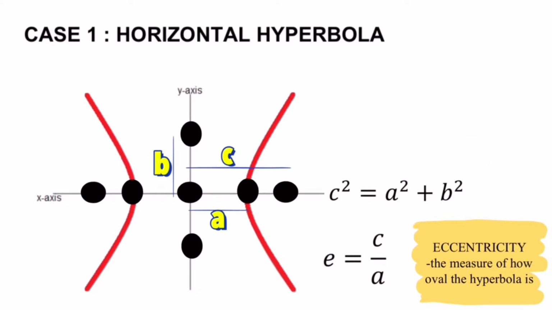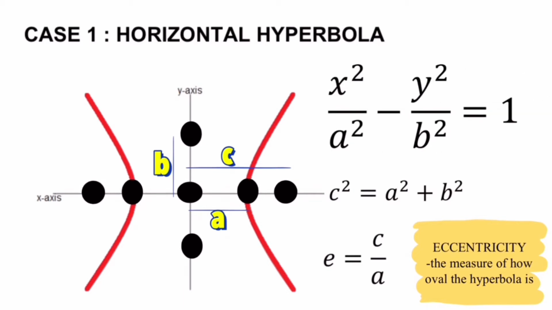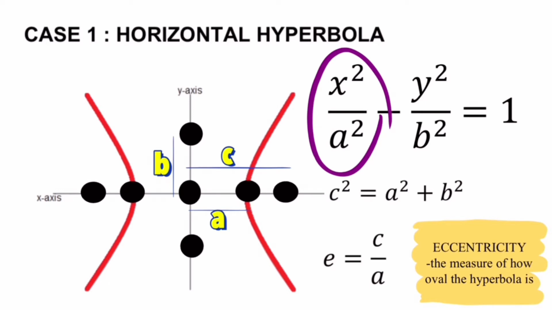Now, the standard formula for a horizontal hyperbola is x squared over a squared minus y squared over b squared equals 1. Now, please notice this. Since our a is on the horizontal axis, we therefore place it under the x squared. And since our vertex is on the horizontal axis, the x squared over a squared is positive.